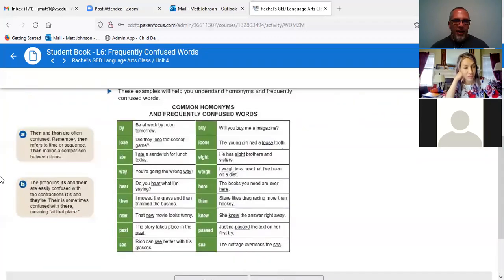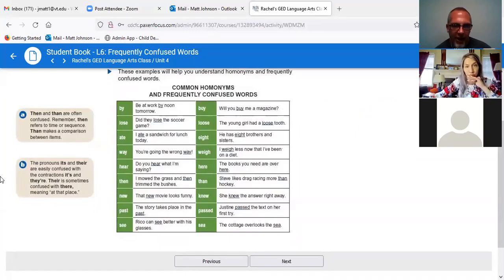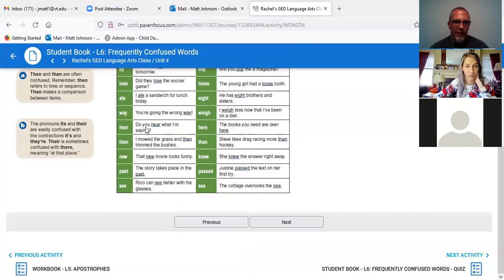And yeah, so here we have a lot of common homonyms, by and buy. So be at work by noon tomorrow, or will you buy me a magazine? So one is a verb and one's basically a preposition. Did they lose the soccer game? The younger girl had a loose tooth. One that you see a lot, real simple, quick, easy mistakes that you'll see. I ate a sandwich for lunch today. He has eight brothers and sisters. So one's the verb, one is the number. You're going the wrong way, W-A-Y, versus I weigh less now than I did before I went on a diet. Did you hear what I'm saying? Here and here, the books you need are over here.